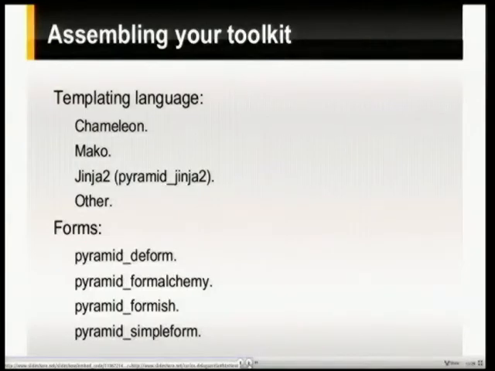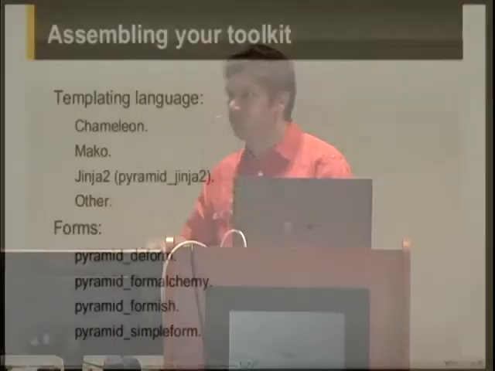Pyramid is pretty flexible as well in regards to templating languages. You can use basically whatever you want: Chameleon, Mako, Jinja 2, or you could even create your own template rendering and use it. It's really simple to make a templating backend plug into Pyramid. So these three that are here, right now they exist. Pyramid comes with Chameleon and Mako, and there's a Pyramid Jinja 2 package that allows you to use Jinja 2.